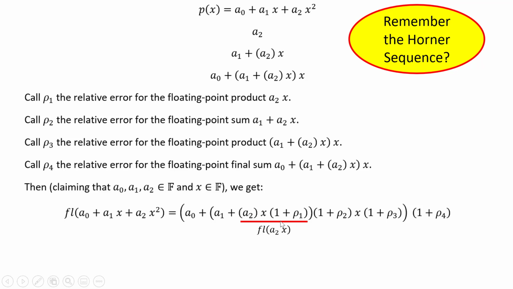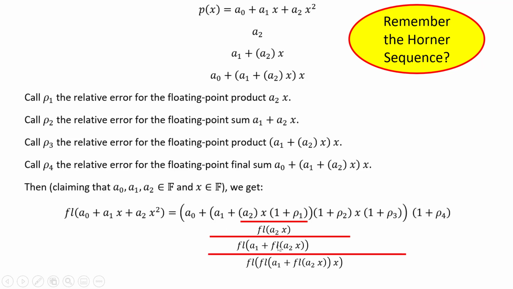So there, a2x, that is the first floating point operation for row 1. And then you take that result and add to it a1, so that's your second floating point operation. The third floating point operation is where you multiply by x, and you would pick up that 1 plus row 3. And then the final one is where you add in the a0, and that's where you pick up the row 4.